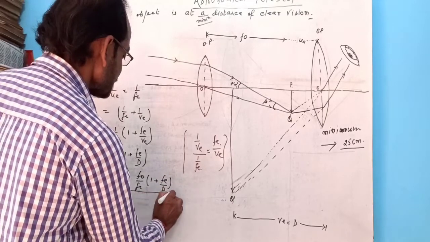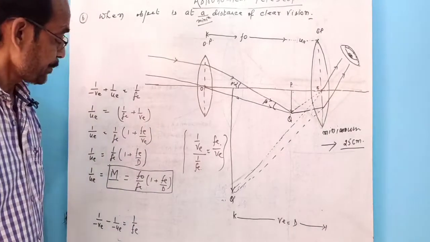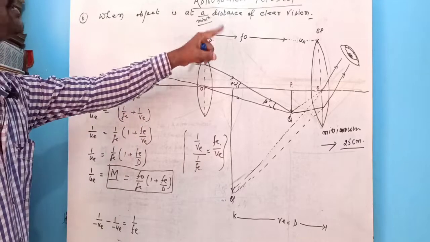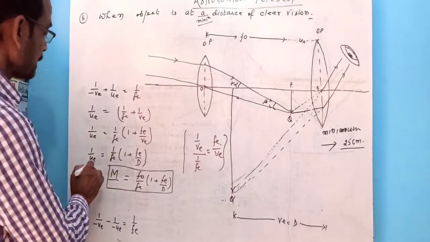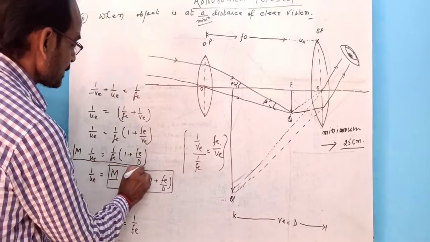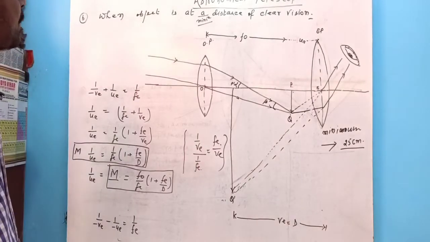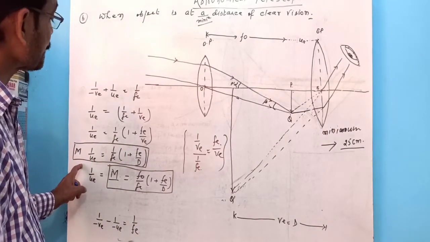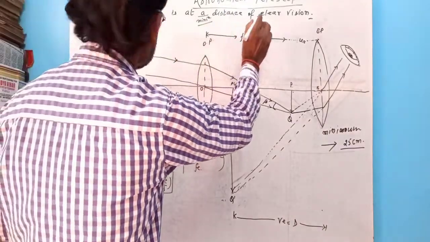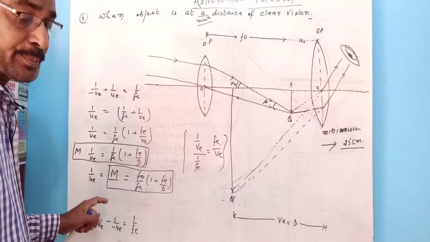This relation is the final relation of the astronomical telescope when the image is at the minimum distance of clear vision.